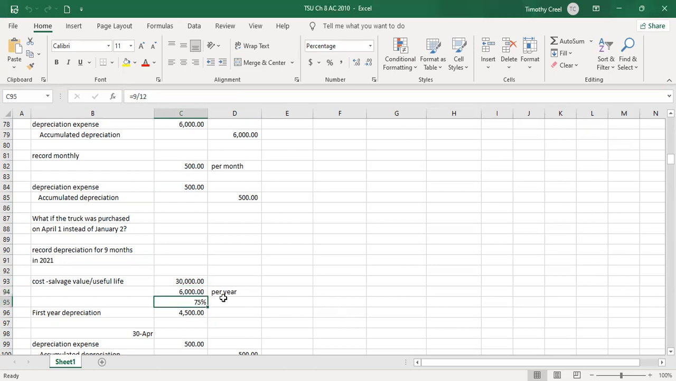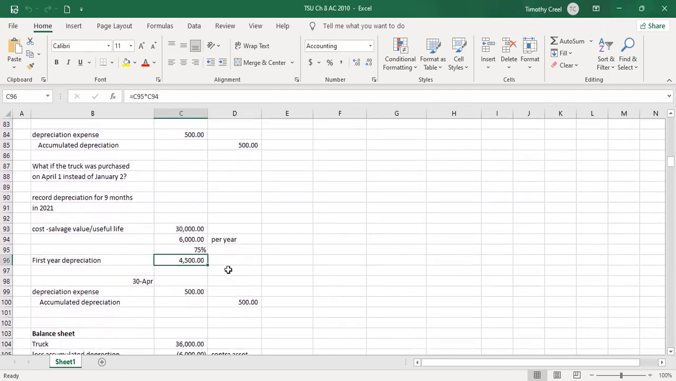Now, in the first year, only in the first year, we'd take 9 divided by 12 because we would have only owned it for 9 months of the year. So we'd only need to do depreciation for 9 months. And so that would give us first year depreciation of 4,500. So our entry in this case would have only been for 4,500 in year 1, because if we were doing it by year, we would only record it for how much of the year that we owned the asset.